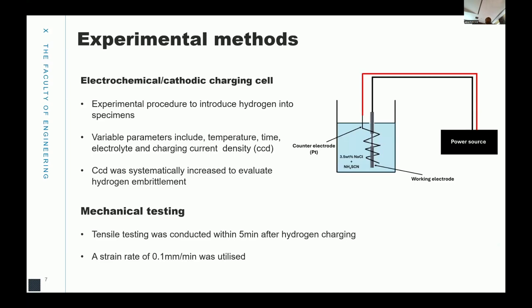To introduce hydrogen into these specimens, electrochemical charging was used. In terms of the variables, everything else was kept constant except the charging current density. This allowed the systematic evaluation of hydrogen embrittlement in this material. Mechanical testing, which is tensile testing in this case, was done soon after the hydrogen charging using a 0.1 millimeter per minute strain rate.